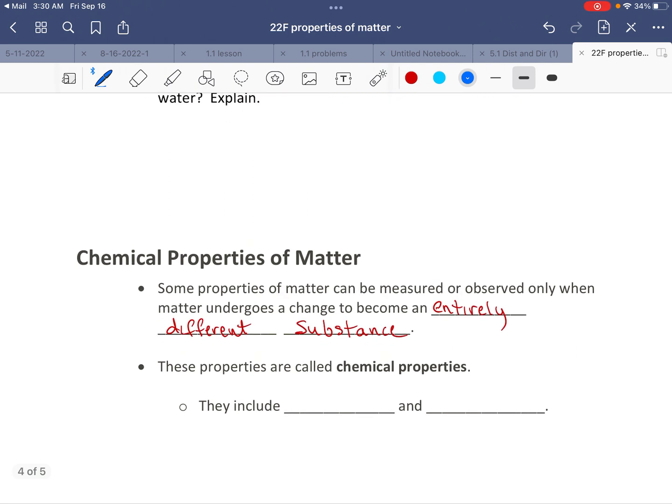Some properties of matter can be measured or observed only when they become a different substance. These are called chemical properties. They include flammability and reactivity. I should rewrite those so you can read them better.